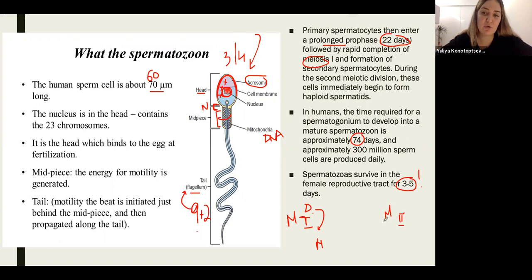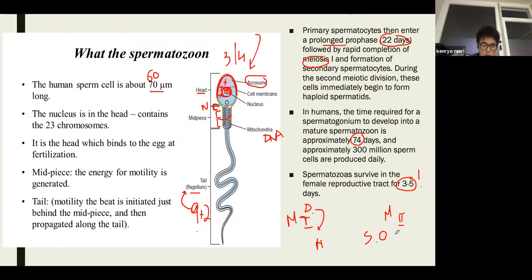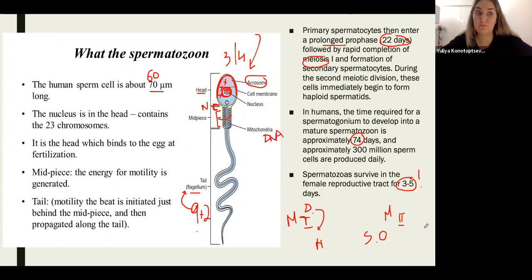Who enters meiosis 2? Secondary oocyte. Can secondary oocyte finish meiosis 2? What is the product of meiosis 2? Haploid or diploid? Diploid. So can secondary oocyte finish meiosis 2?